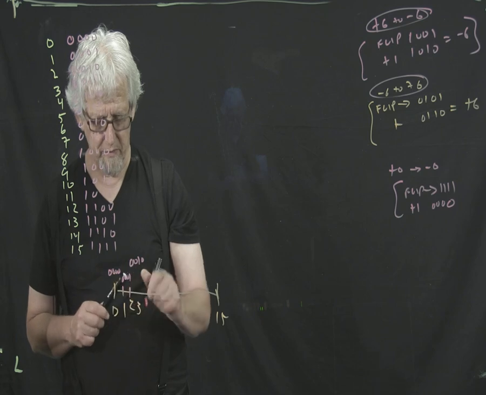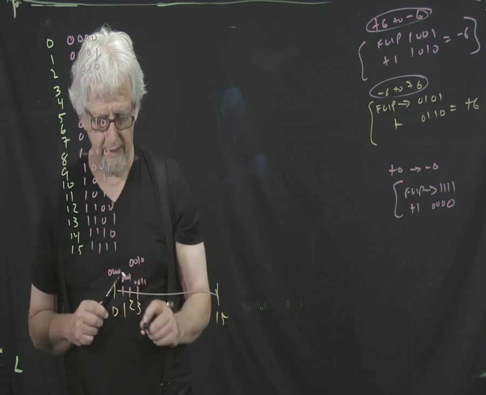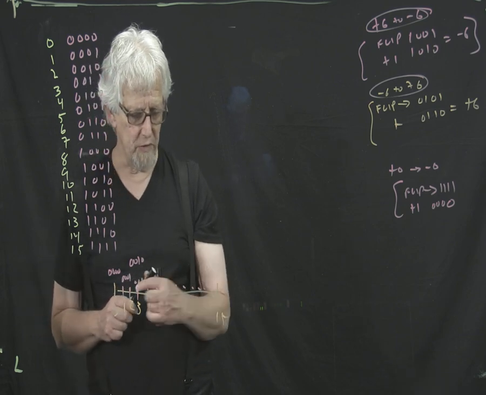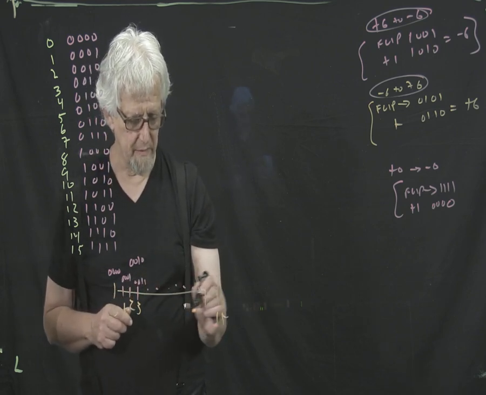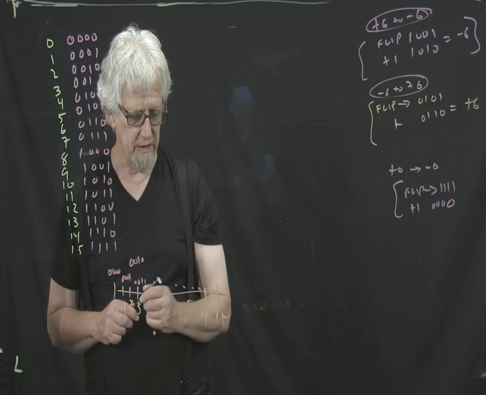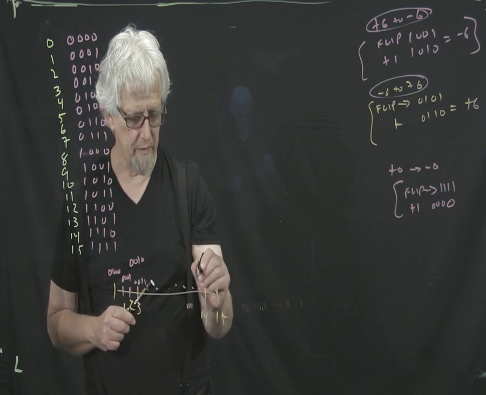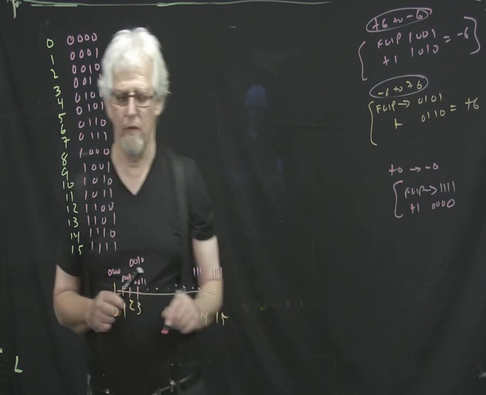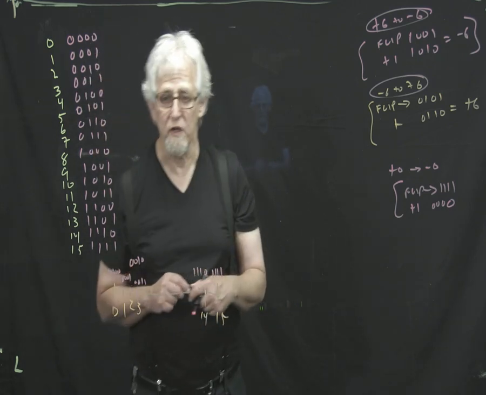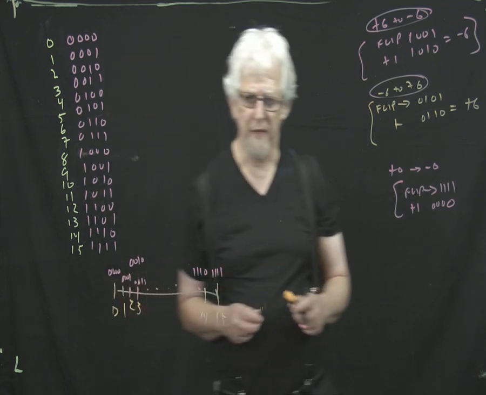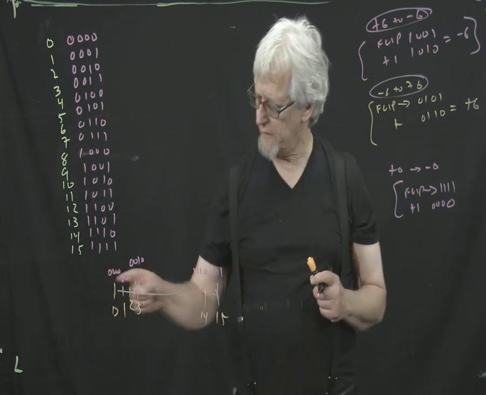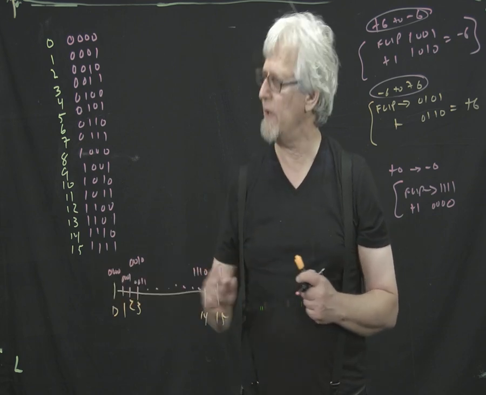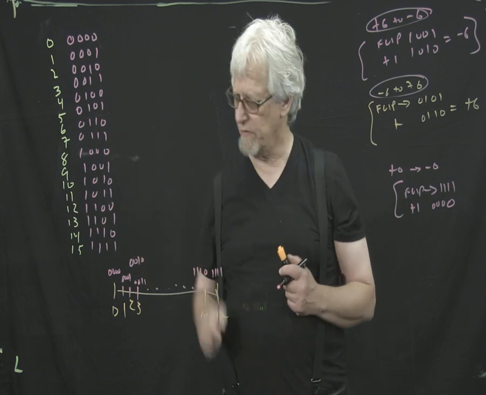3 is 0, 0, 1, 1. And we won't put them all on there, right? And finally we get 14. And 14 is what? And 15 is what? Okay? So we can think of the number line as going from 0, 0, 0, 0 to 1, 1, 1, 1, and that's our number line, if you will.